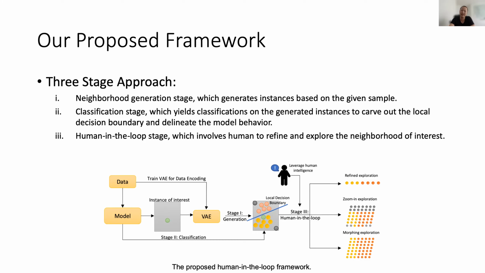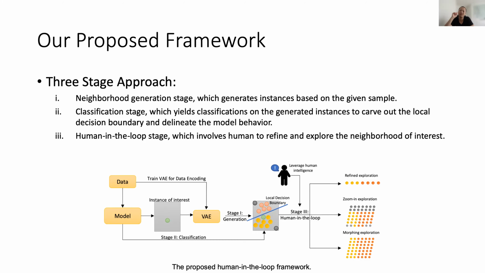Our framework leverages a variational autoencoder to generate neighborhood examples that cross the decision boundary. Human users are involved in exploring the neighborhood through three carefully designed intervention points. These intervention points help human users limit the neighborhood scope and enable them to gain insights from the model behavior.